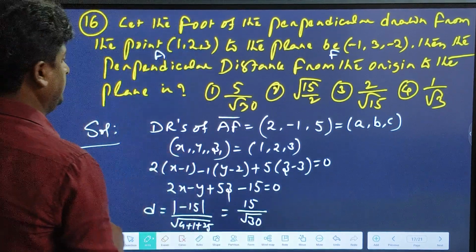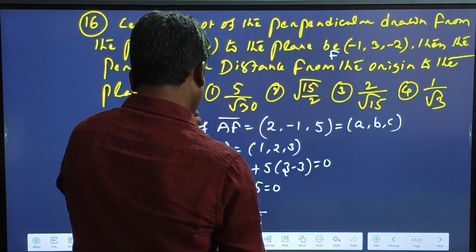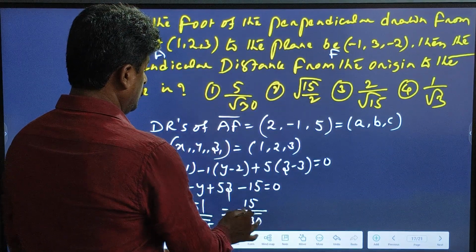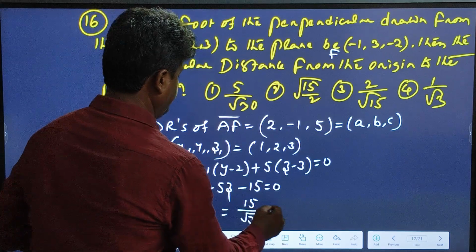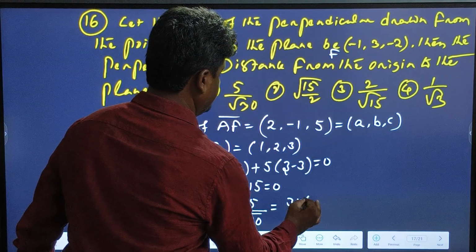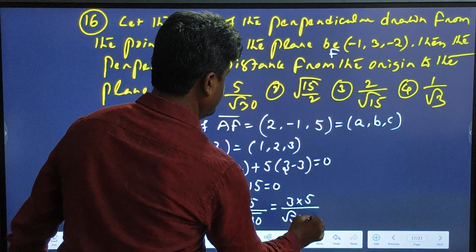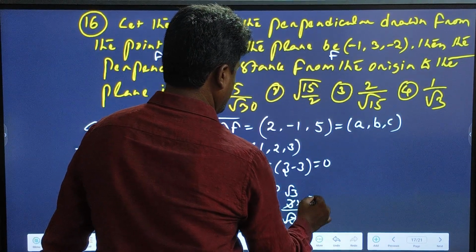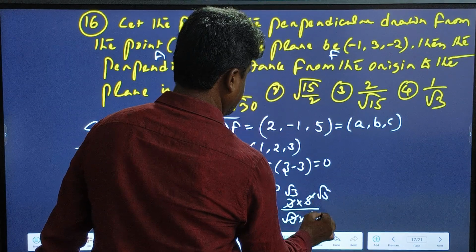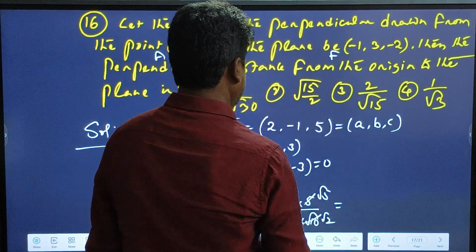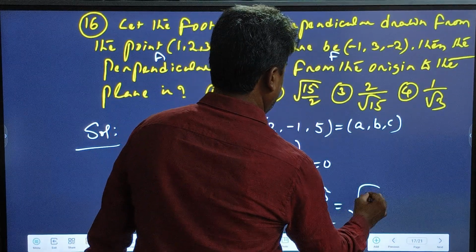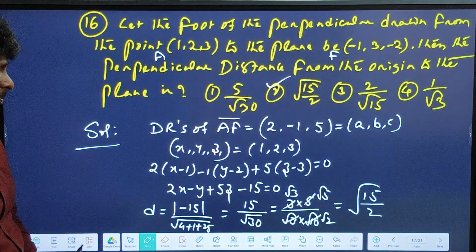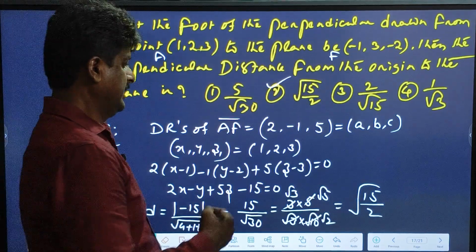15 by root 30 can be written as root 10 into root 3. This is 3 into 5. This is root 3 into root 10. 3 gets cancelled, root 3. Root 5 times gets cancelled, here root 2 left. So root of 15 by 2. Root of 15 by 2 can be seen in option 2. Okay. Next problem.